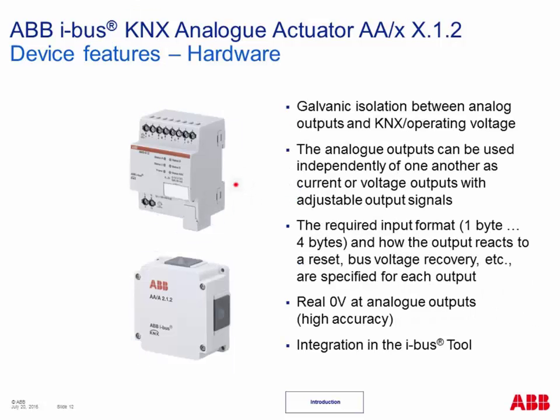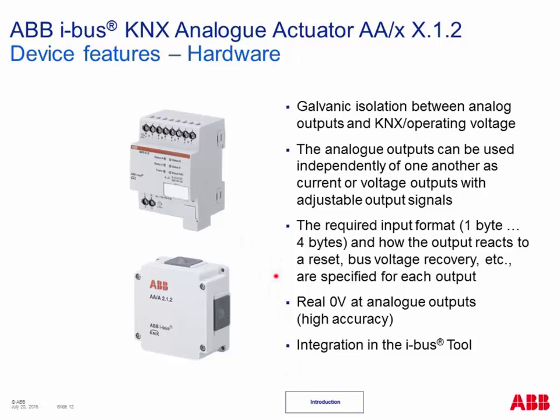Some features of both devices. Galvanic isolation between analogue outputs and KNX operating voltage is valid for both devices, was not existing before. Of course, each output, 4-fold and 2-fold, is completely independent. You can parameterize everything independently, so you can have one channel as a voltage output, another one with a current output. It's up to you, depending on your parameters.